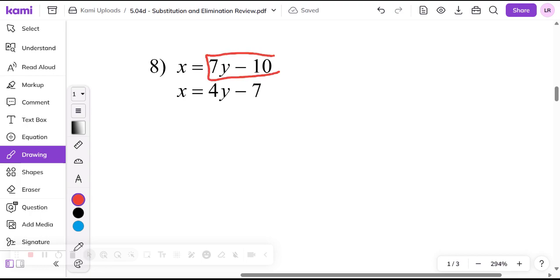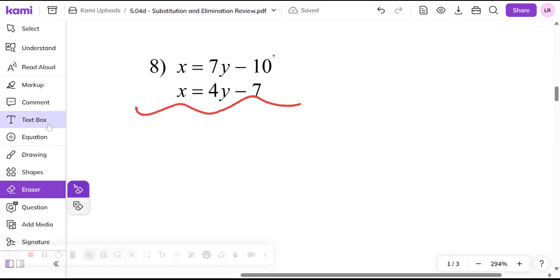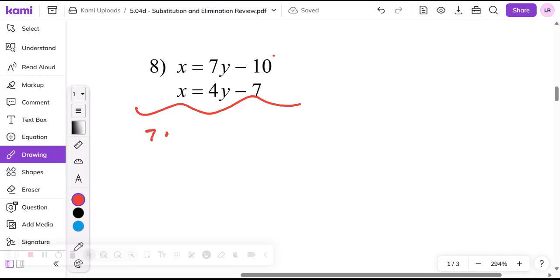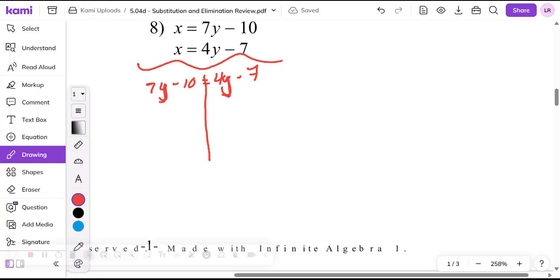So the theory is I'm putting this 7y minus 10 where that x is. But really I'm just thinking about these two things are equal to each other. So I have 7y minus 10 equal to 4y minus 7. And I can solve that equation. Now I'm going to have to get my letters on one side, so minus 4y on both sides. 7y minus 4y is 3y.